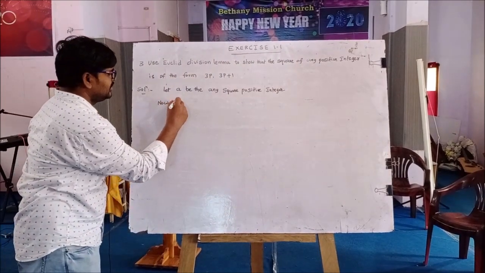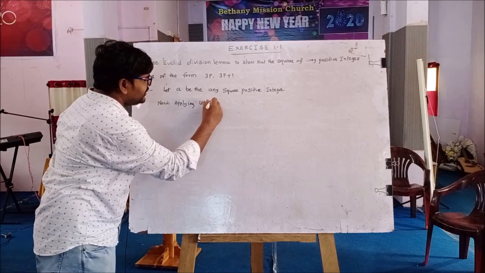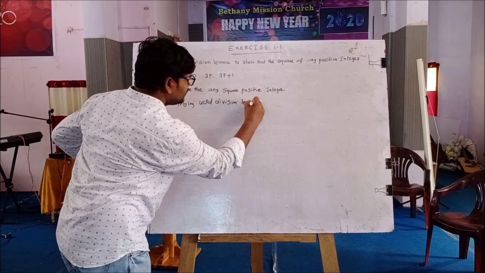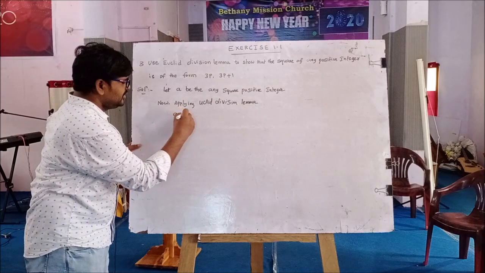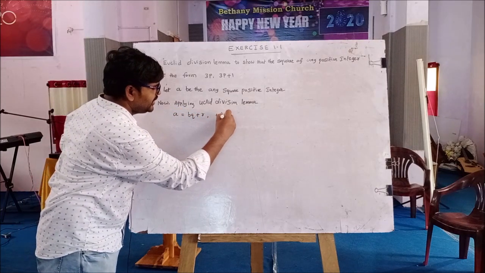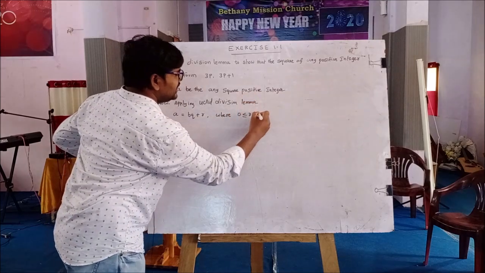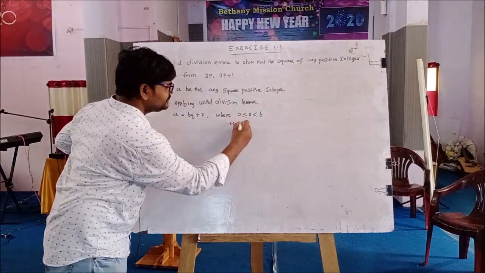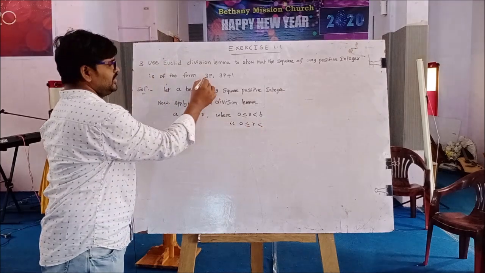Now applying Euclid division lemma, a equals bq plus r, where 0 is less than or equal to r, which is less than b. That is, 0 ≤ r < b.